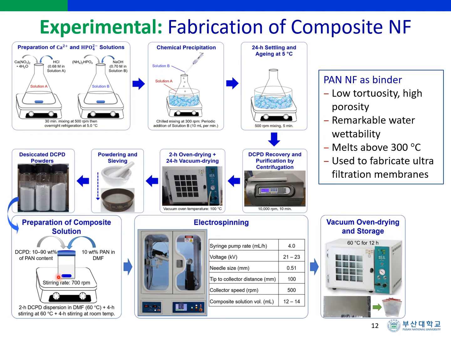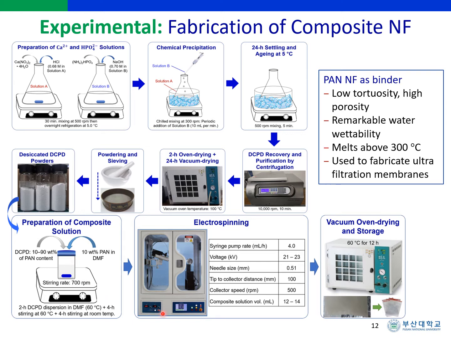The composite dope solutions were prepared in a similar manner. Pre-weighed DCPD powders were dispersed in DMF, heated at 60 degrees Celsius for 2 hours. An appropriate amount of PAN powders were added and continuously stirred while heating at 60 degrees Celsius for 4 hours, and then equilibrated by stirring at 25 degrees Celsius for another 4 hours.